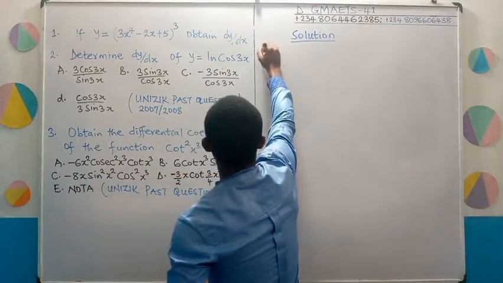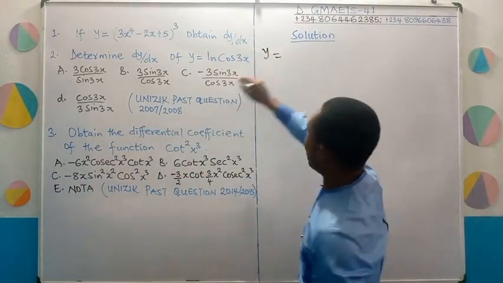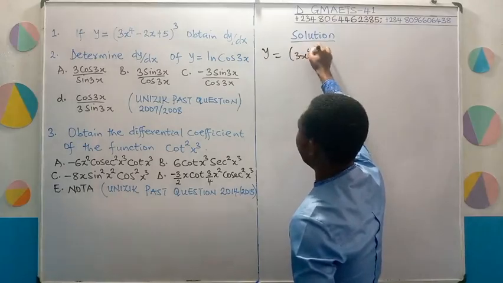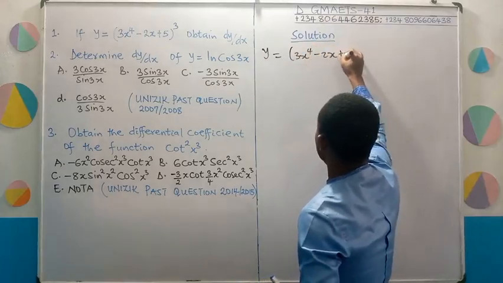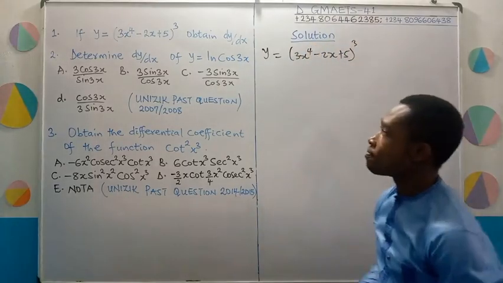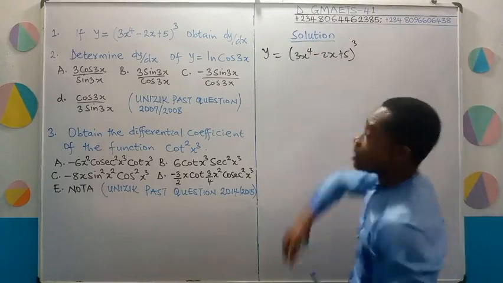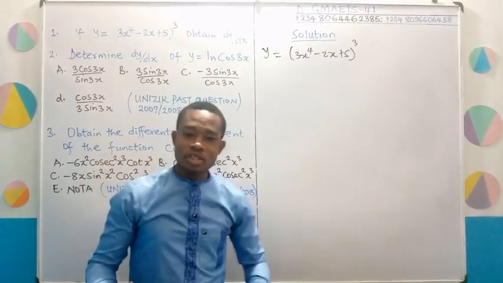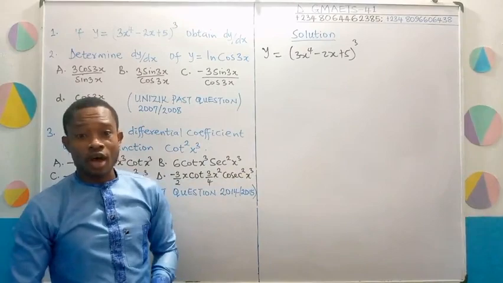Now we are given that y is equal to (3x^4 minus 2x plus 5) raised to the power 3. And we are asked to find dy/dx. So how do we use the major-minor differentiation concept to solve the problem?